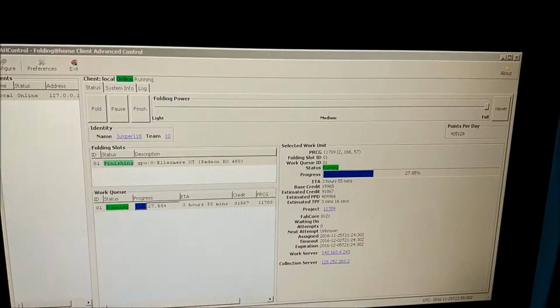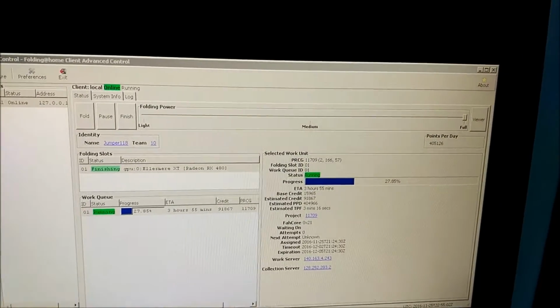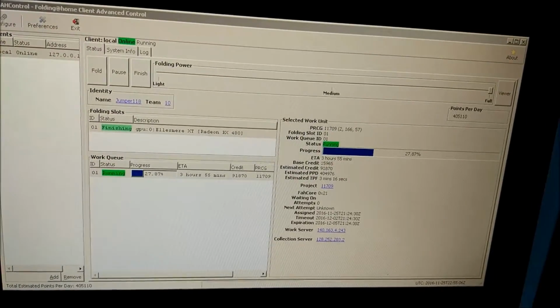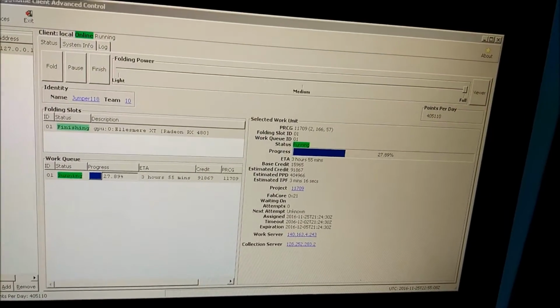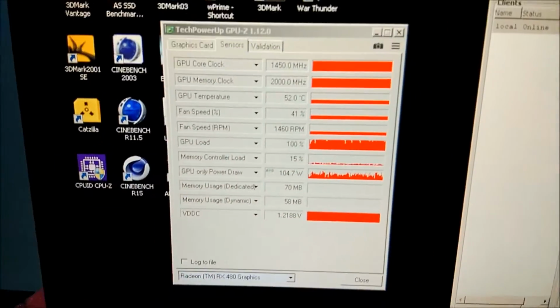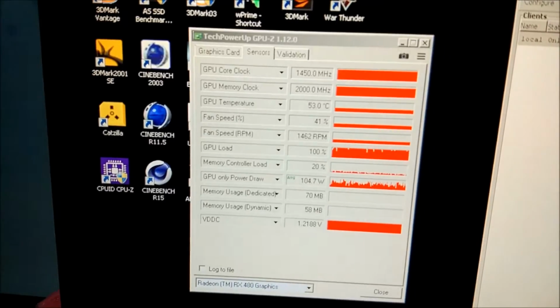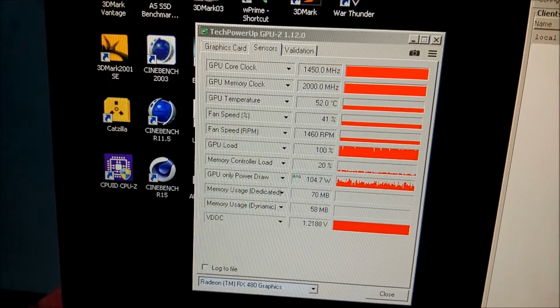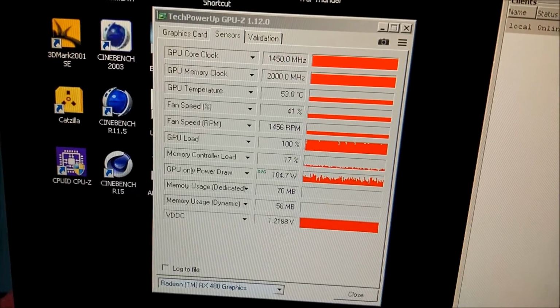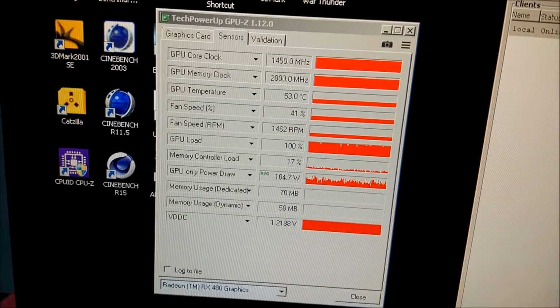Hello, I'm just testing out the RX480, doing a bit of folding at home. I'm only going to do one work unit because I haven't finished benching it. But I'm currently running it at these settings here. And as you can see, I'm at 1450 MHz on the core. Obviously the memory is at stock, folding at home doesn't use the memory.